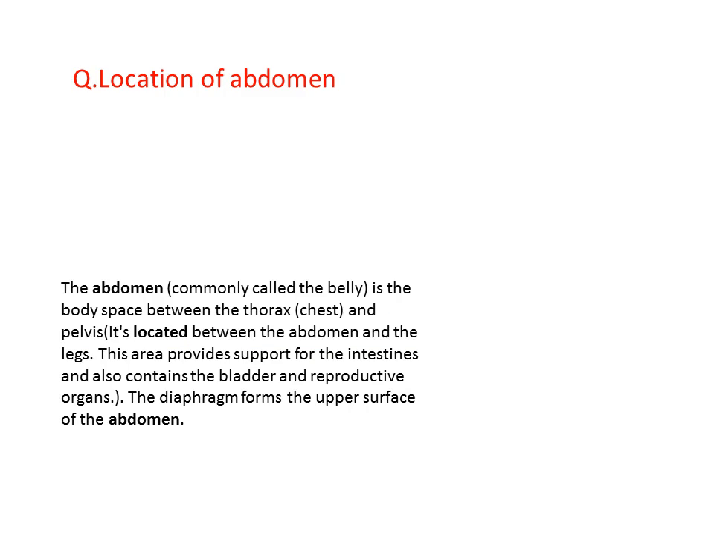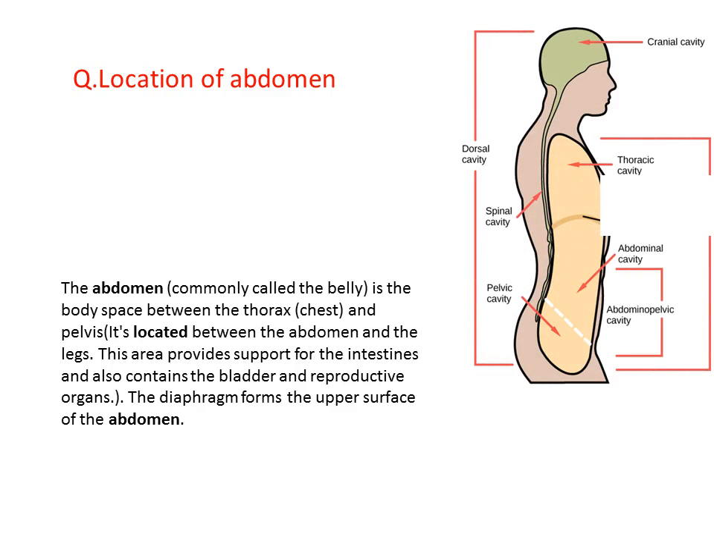Now comes one question from a student: what is the location of the abdomen? The abdomen, commonly called the belly, is the body space between the thorax and pelvis. Now, thorax, you can easily confirm what it is. That is the chest cavity. Here you can see the thoracic cavity in this picture. So that region is known as the thorax or chest.